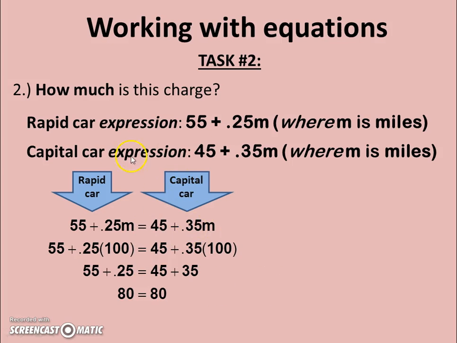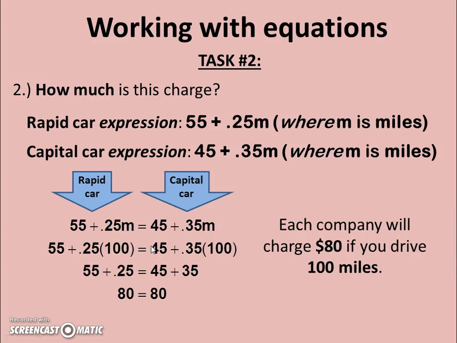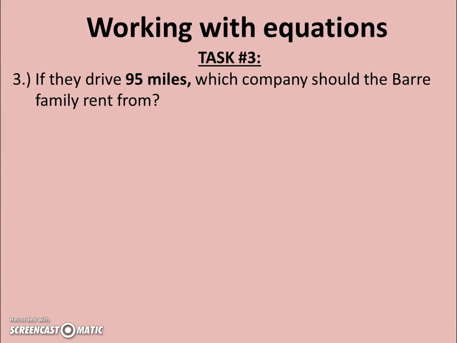And we found out on the last screen that it was 100 miles that set them equal to each other. So we evaluate, we put the 100 miles in, and you can see 55 plus 25 cents for 100 miles gives us $25. 55 plus $25 gives us $80. On the other side, 35 cents times 100 is $35, plus 45 also gives us 80. So in either company, at 100 miles, it's going to cost you $80. $80 for 100 miles.